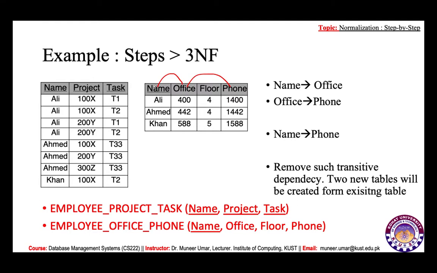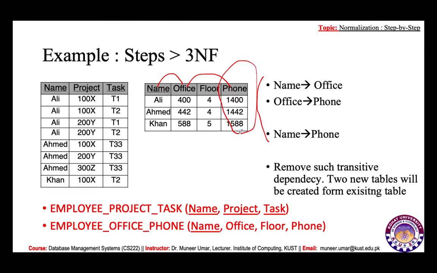So if A determines B and B determines C, then A must also determine C. So this is the case of transitive dependency. Name determines office, office determines phone, so name must also determine phone. So this is transitive dependency. So we must remove such type of transitive dependency. Now, if you look into this table, the transitive dependency is due to the phone number. So we must eliminate this phone number from this table.